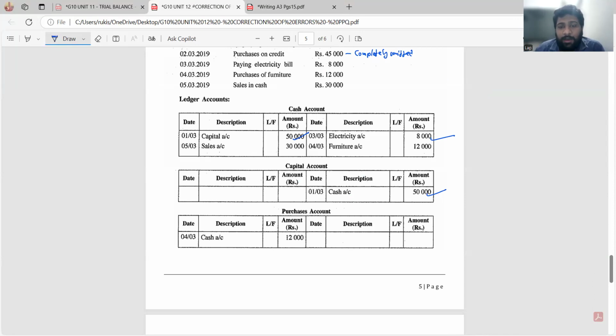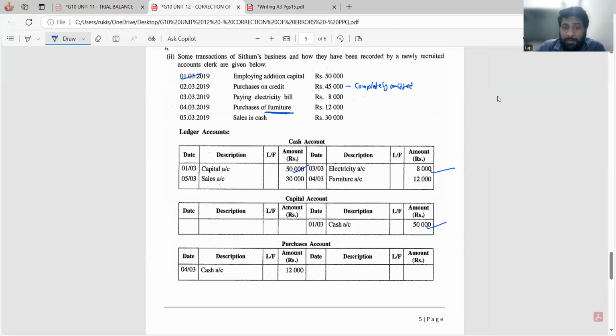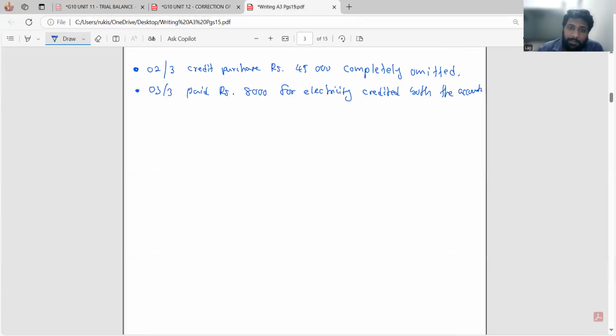Purchased furniture 12,000. Then the furniture account should be debited, because furniture is a non-current asset. In the purchase account, we write only the stock purchase, the main goods purchase. So here it is a non-current asset purchase. Furniture account debit, cash account credit. Let's see what has happened. We have put it to the purchase account, debited the purchase account. Cash account correctly done. So we'll write it.